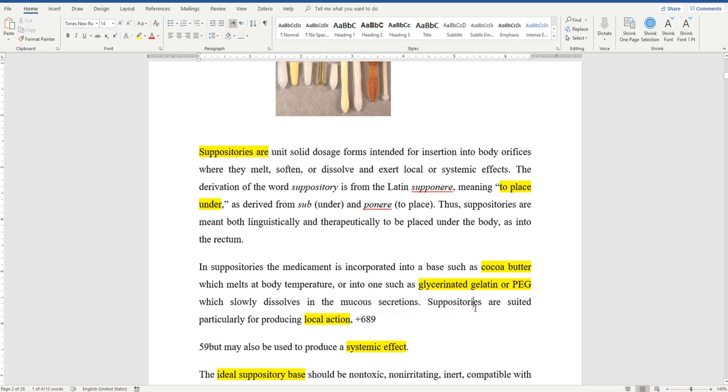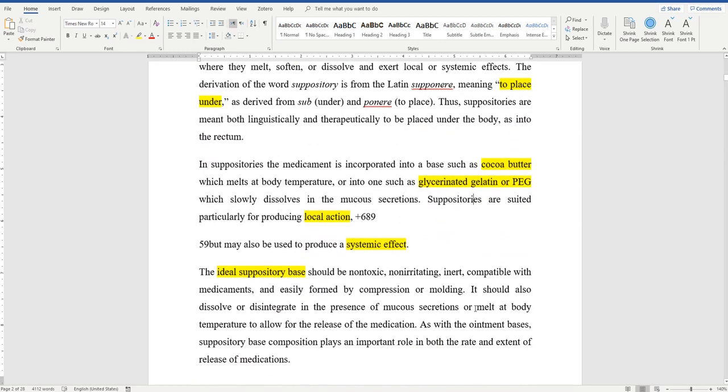Now, the use of suppositories, as we said already, is for what? For local or systemic action. Suppositories can produce both, but they are more useful when we are talking about local action. We will talk about local action later, but of course it can also be used for systemic effect.